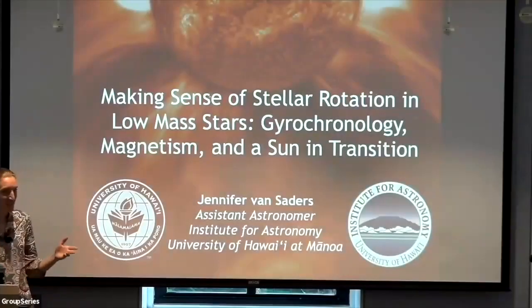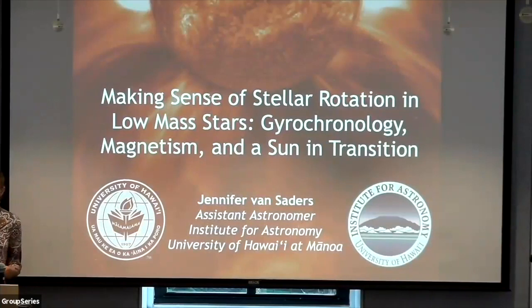So I'm going to talk to you today about rotation-age relationships. This is gyrochronology, and that's the idea that if you measure the rotation period of a star, you can use that rotation period as an indicator of how old that star is. This has been an idea that's been floating around for a long time, and I'm going to talk to you about the steps we've been taking to turn it from an idea into a tool that can be used by a broad community of people.